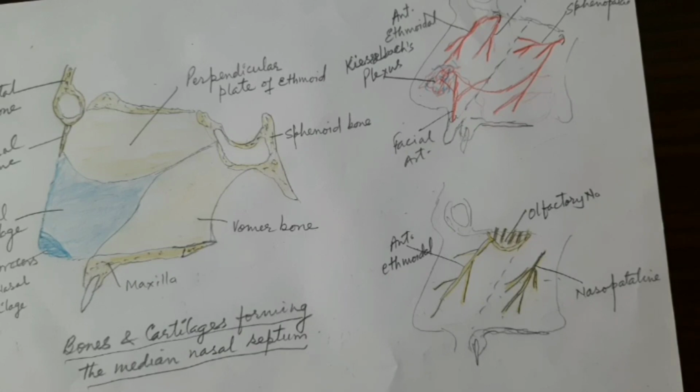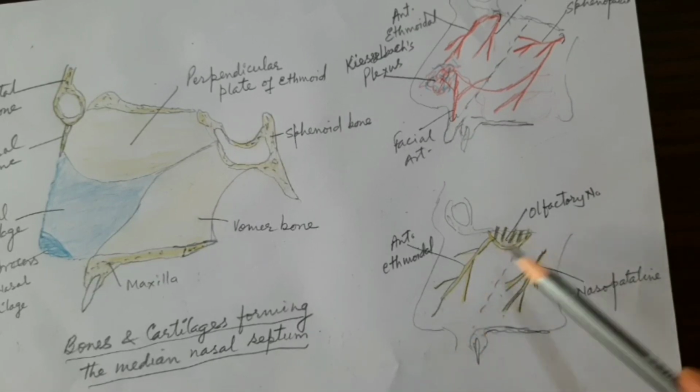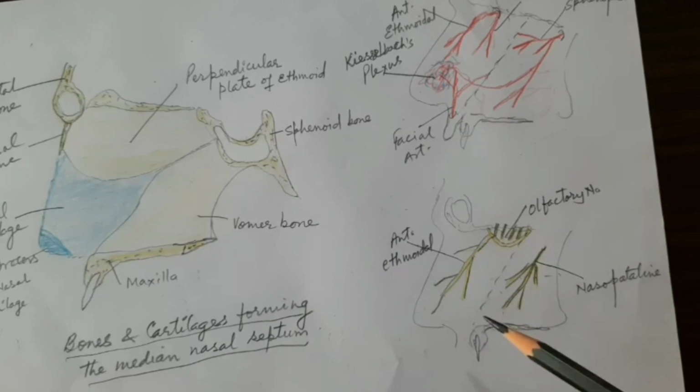The lower nose and the upper lip are called the dangerous area because of this anastomosis between the pterygoid venous plexus and the cavernous sinus. So this is the venous drainage from the median nasal septum.